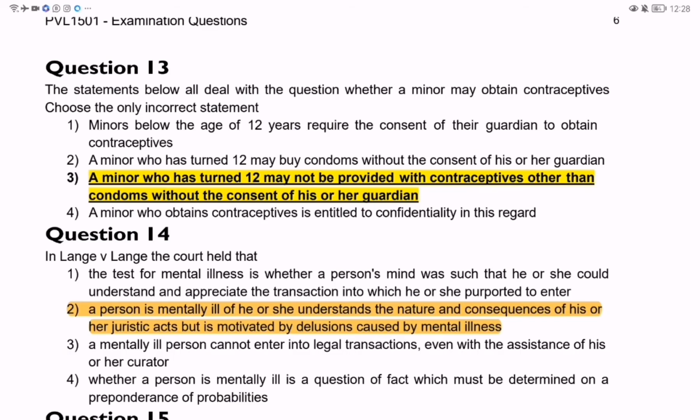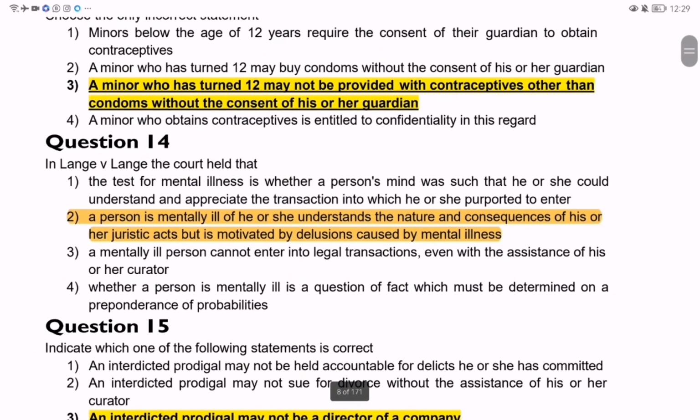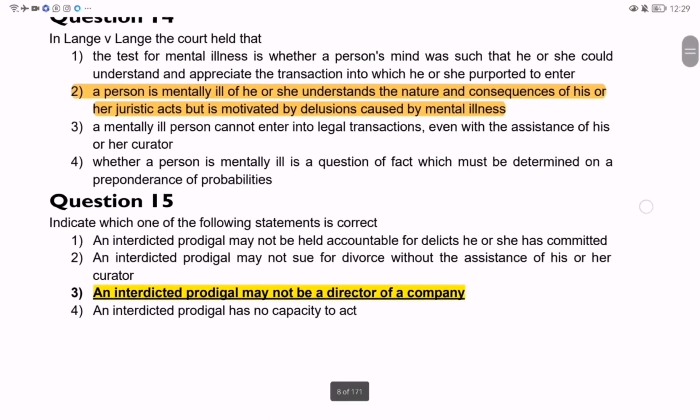So this question is answered by the second option. Can you see? Okay, here's a case law. You look into case law, Lange versus Lange. So make sure you compile all the case laws that you have been dealing with this semester. Know the court decision, know the citation of the case, the facts of the case, and the decision.